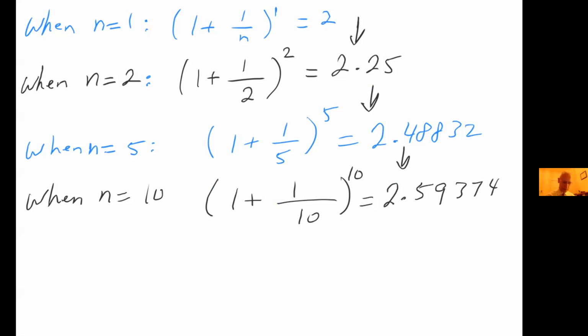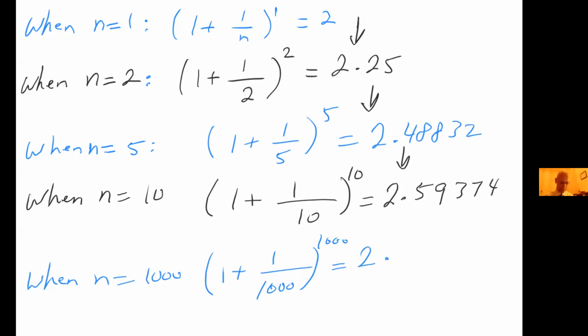When n equals 1,000, then I have 1 plus 1 over 1,000, oops, too many zeros, sorry, to the power of 1,000, and my calculator gave me 2.7169 to 5 decimals. Let's do a couple more numbers so I can make my case.